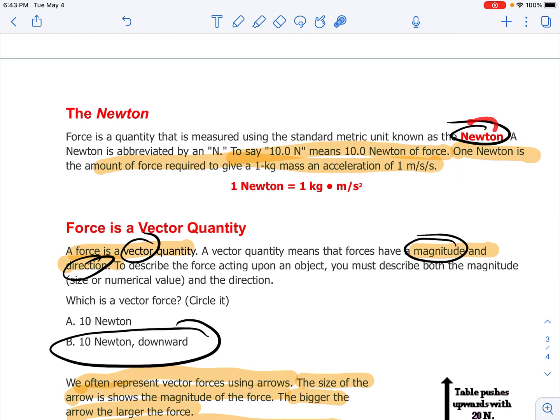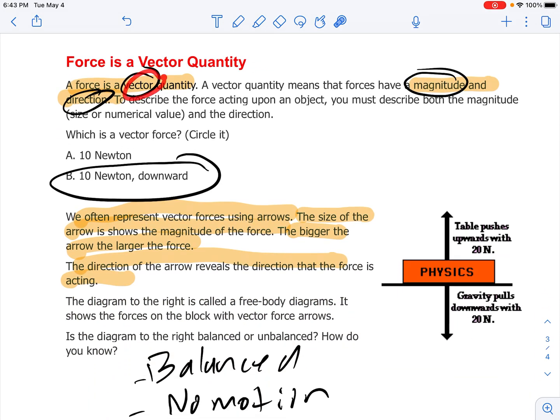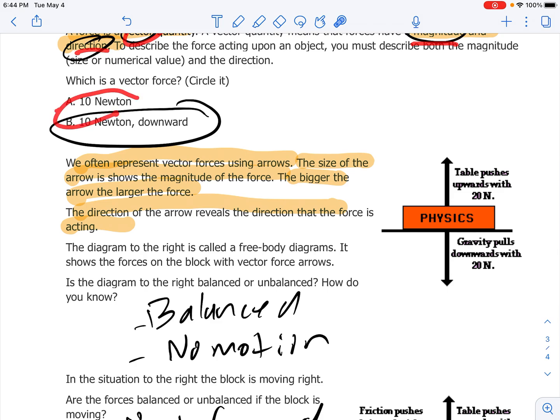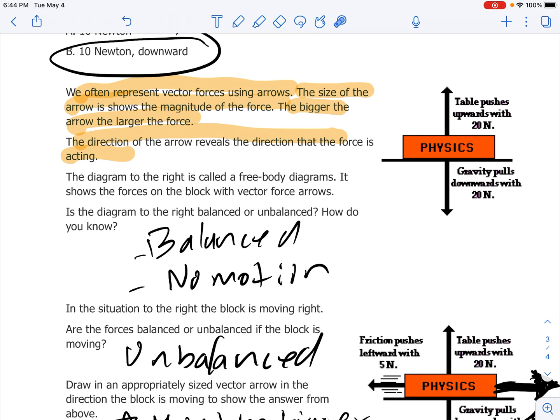We measure forces in newtons. A newton is the force required to move 1 kilogram of mass with an acceleration of 1 meter per second squared. We show forces with vectors, which are arrows with a magnitude and a direction. So this is a magnitude, and this is a magnitude and a direction. Okay, so larger arrows mean larger forces.